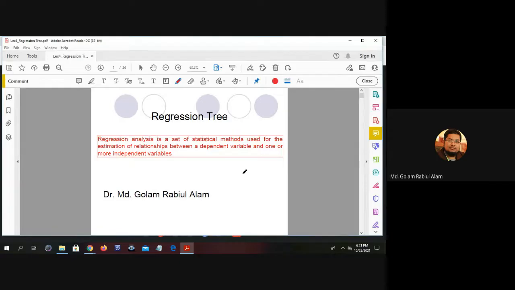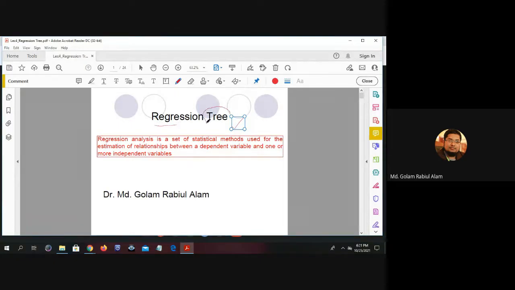So in this lecture we will discuss the regression tree. In our previous lecture we already discussed the random forest. There we also learned how to construct the decision tree for the random forests. So in this lecture, we will learn about the regression tree.